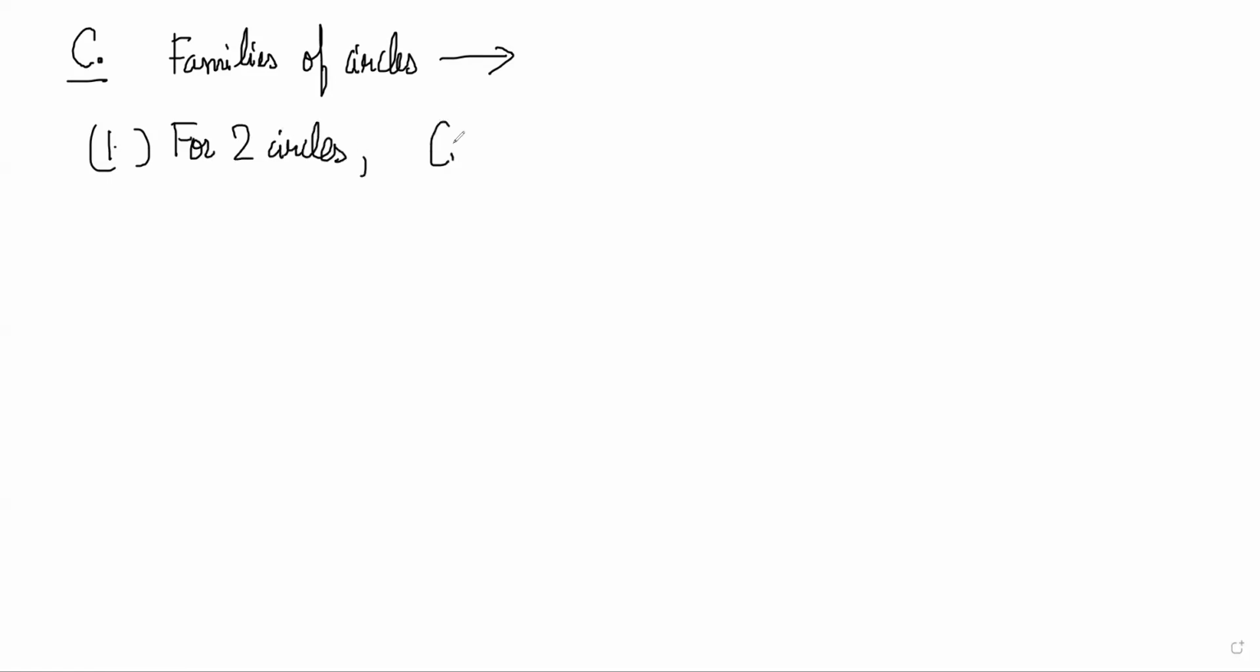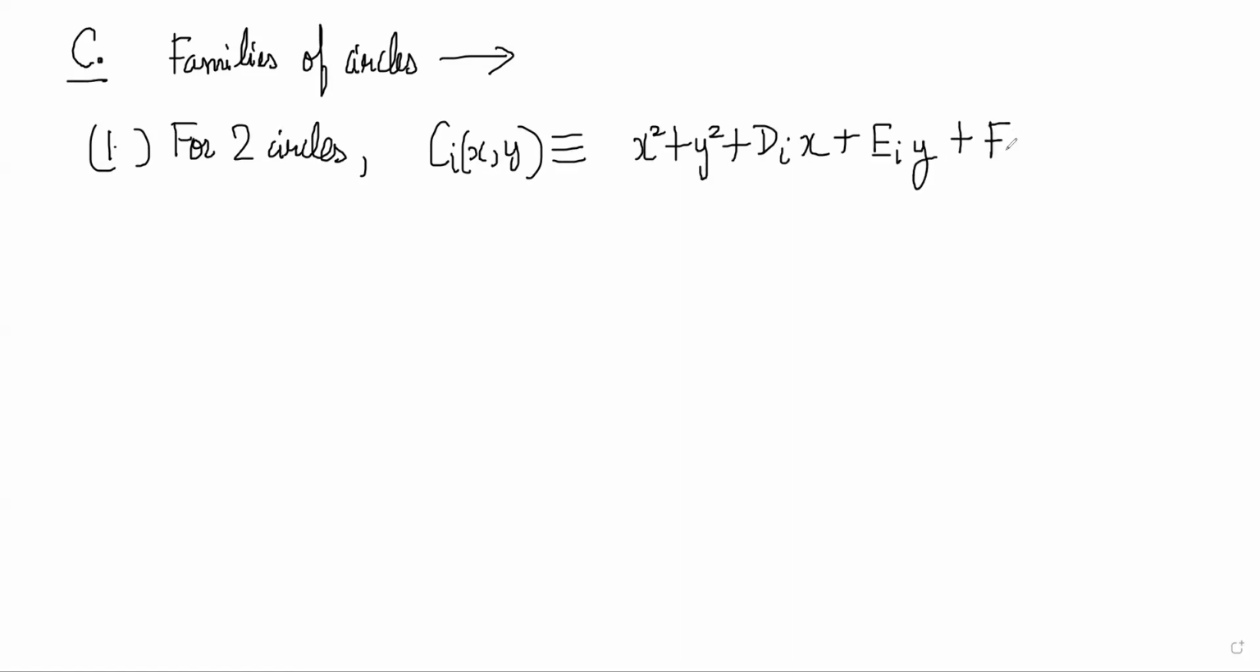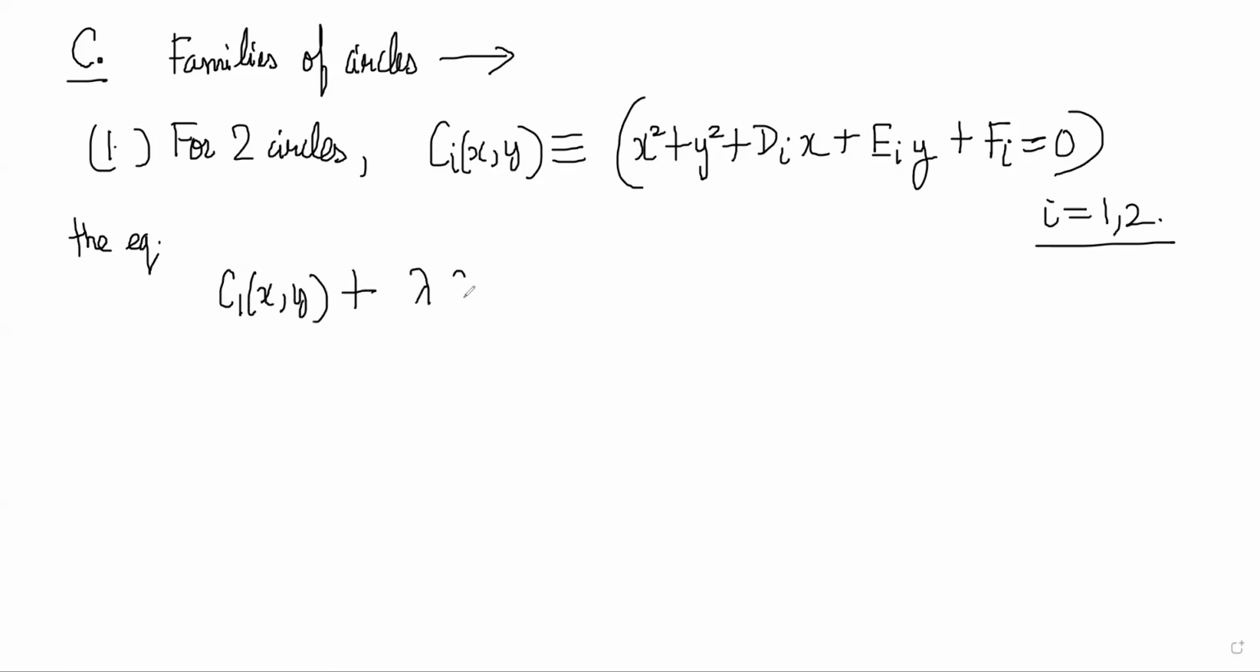So for two circles, where the equations are given by Ci(x,y), it stands for x square plus y square plus di x plus ei y plus fi equal to 0, where i goes from 1 to 2. This is the general equation of two different circles with the subscript indicating which circle it is. If i is equal to 1, it's the first circle. If i is equal to 2, it's the second circle. These circles have different centers. The equation C1(x,y) plus lambda times C2(x,y) equal to 0.